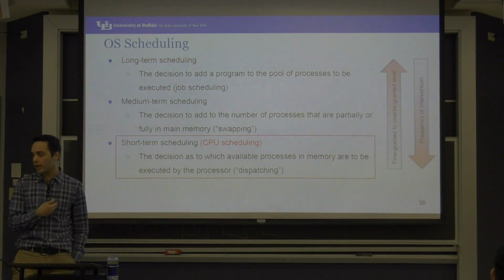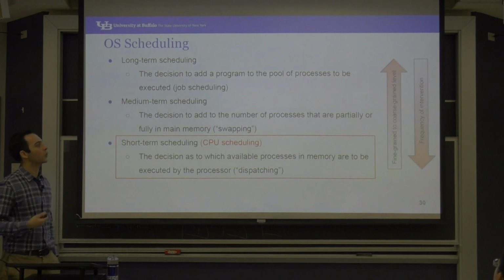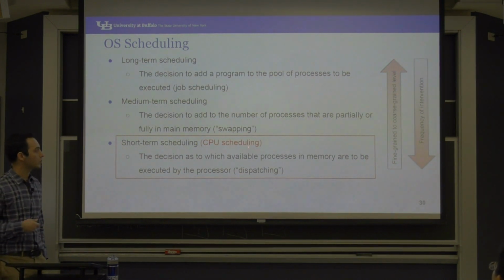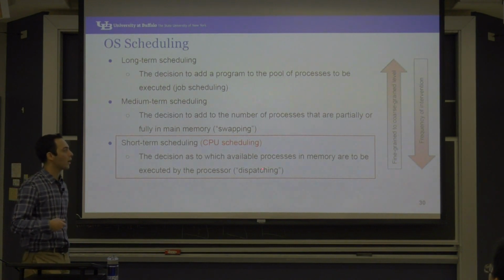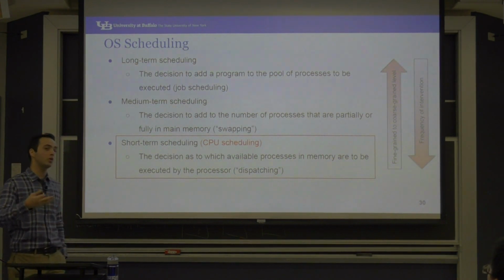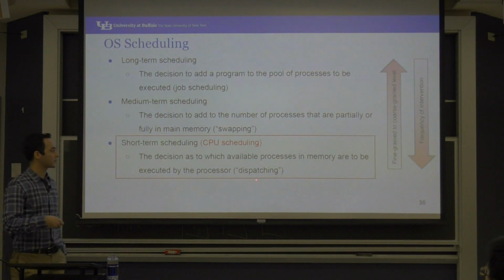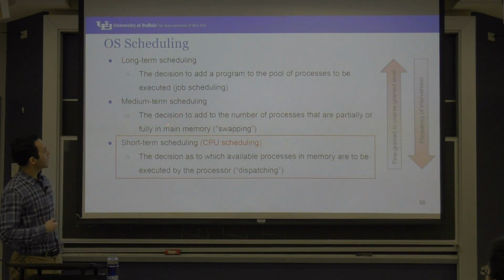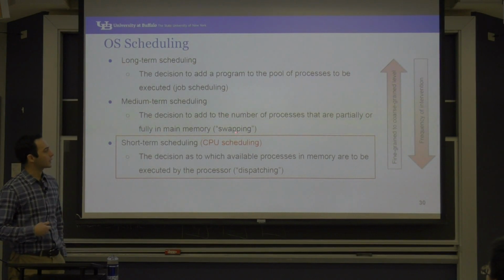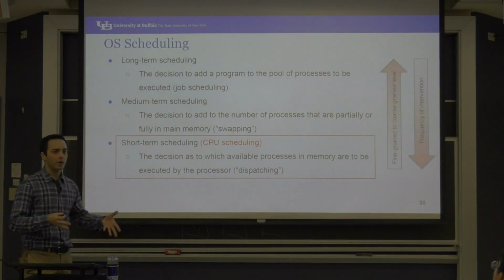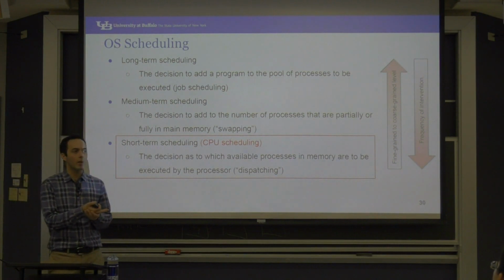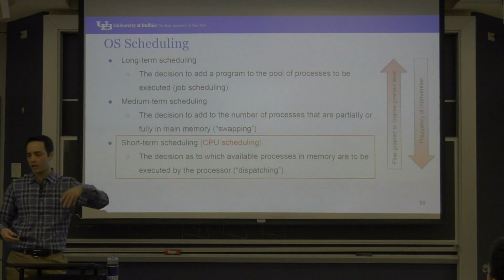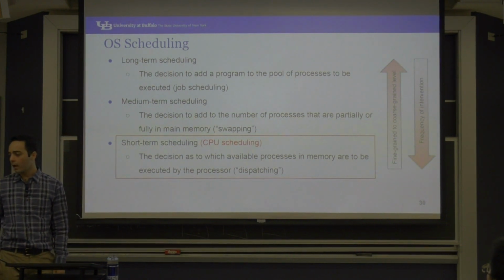So again, the long term is a decision of which programs to pull into the memory. The short term, which is the CPU scheduling and what we're talking about, is the decision of which of the processes in the ready queue should be scheduled now, and this is called dispatching, or again, CPU scheduling. The medium term is, for example, swapping. Again, a process might be in memory right now, but it's not running at the moment, so it's just taking space. You swap it out, and then you swap it back in, right?